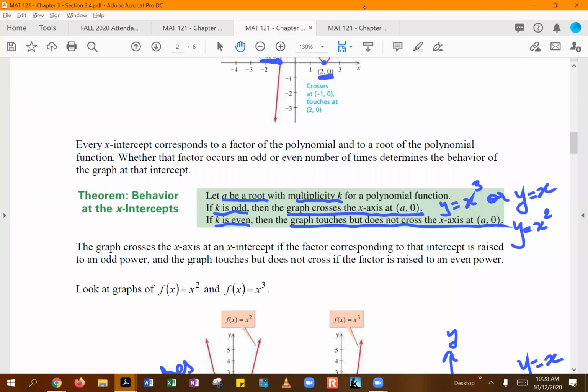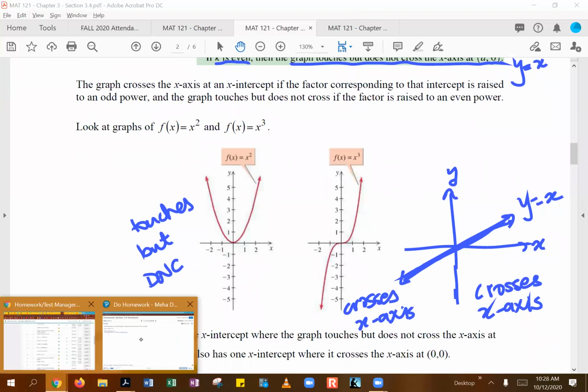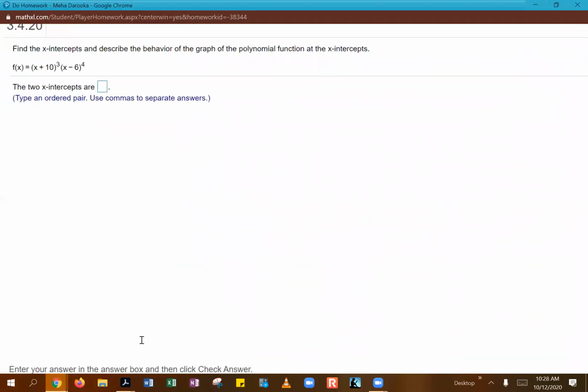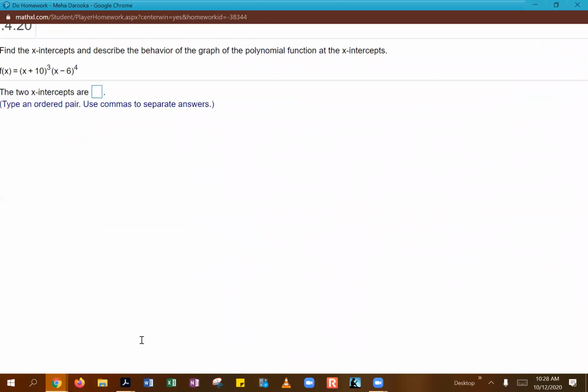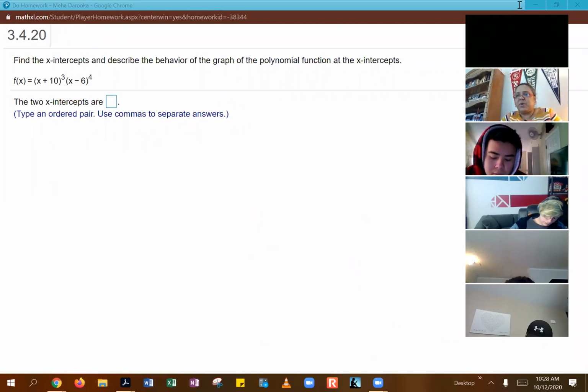So when k is odd, the graph crosses. When k is even, it touches but does not cross. So let's try and use that in our examples over here. Now, not all examples are going to be this straightforward, where they're already giving it to you in the factored form with the exponent on top, but this is a good gateway example to begin with.